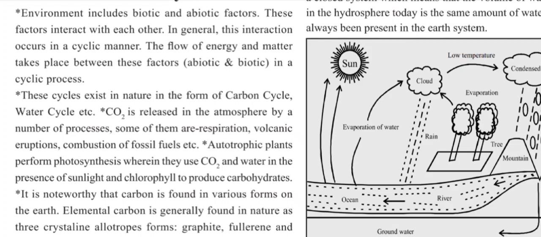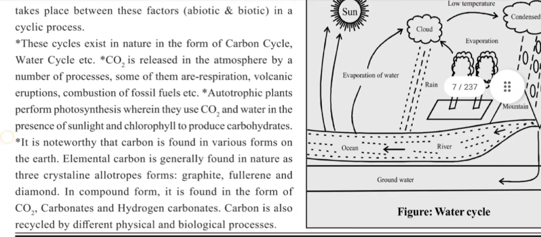CO2 is released into the atmosphere by a number of processes. Some of them are respiration, volcanic eruption, combustion of fossil fuels, etc. Autotrophic plants perform photosynthesis, wherein they use carbon dioxide and water in the presence of sunlight and chlorophyll to produce carbohydrates, or food in the plant.